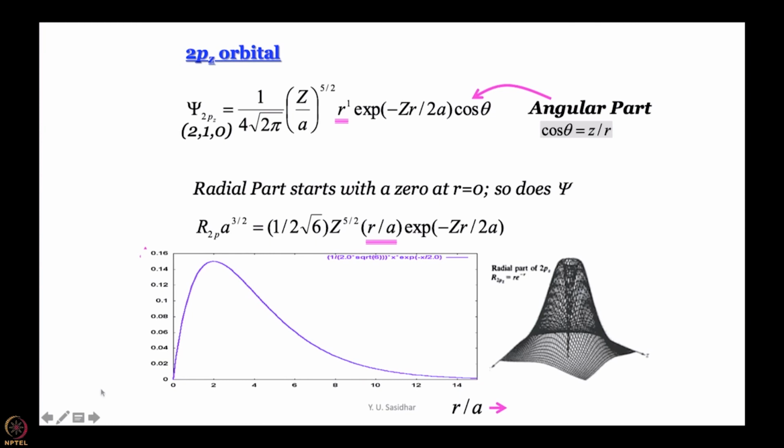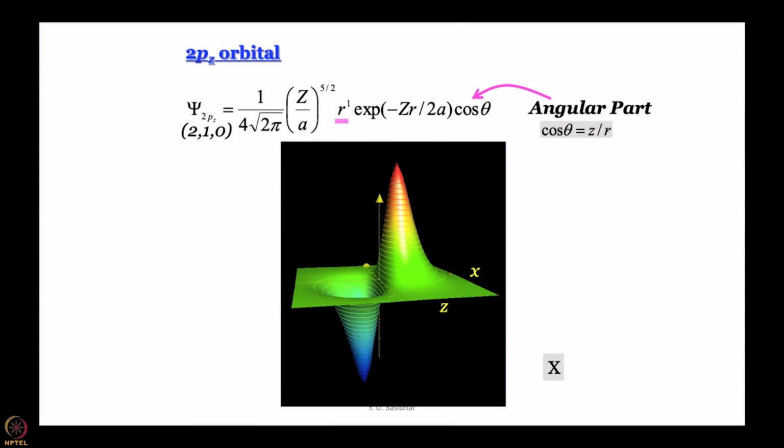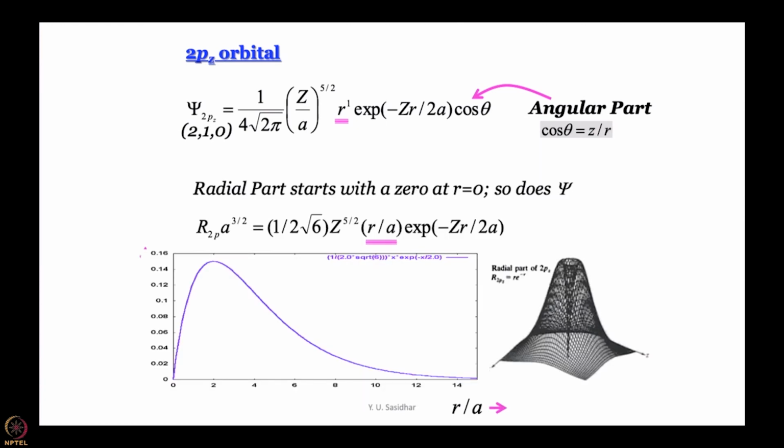Now we try and show you some even more beautiful pictures like this. So where does this come from? Let us just see. Now we move on to p orbitals, and the simplest p orbitals of course are 2pz orbitals. Here the principal quantum number is 2, the azimuthal quantum number is 1, and the magnetic quantum number for 2pz is equal to 0.